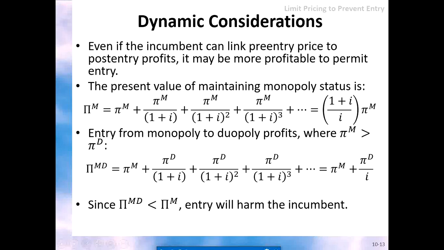If entry occurs, the present value of the incumbent's current and future profit falls to pi md, equal to pi m at first, plus pi d, duopoly profit, divided by 1 plus i, plus pi d divided by (1 plus i) squared, and so forth. And this will equal pi m plus pi d divided by i. In particular, the term pi d divided by i reflects the present value of the perpetuity of duopoly profit. It is clear that pi md is less than pi m.